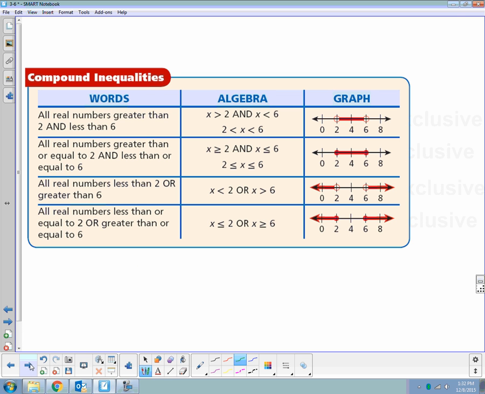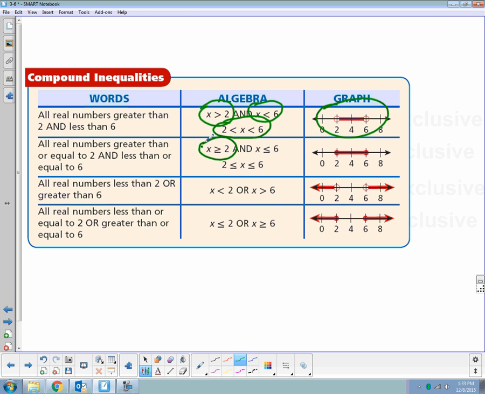So we've got this. This is basically what we just went over. If x is greater than 2 and x is less than 6, we would say that x is in between 2 and 6. It's greater than 2 and it's less than 6. And we have that graph here. You'll notice that's exclusive. We are not including 2 and 6.